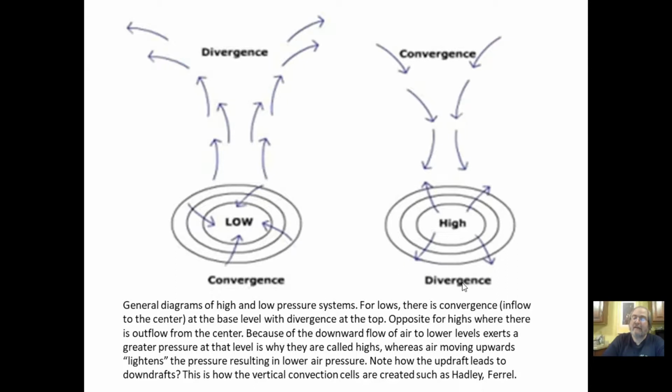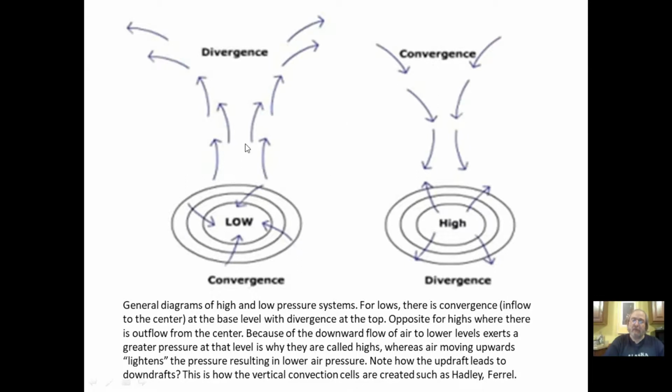For lows, there is a convergence, which is an inflow to the center at base level. Now, in a low pressure system, you have warm air rising. That's what these arrows indicate. And it spirals. So you have a convergence at the bottom, a divergence at the top. And it's the opposite for the highs. In the highs, you have the air sinking, so you have a divergence at the bottom. You see the outflow from the bottom, but there's a convergence at the top.